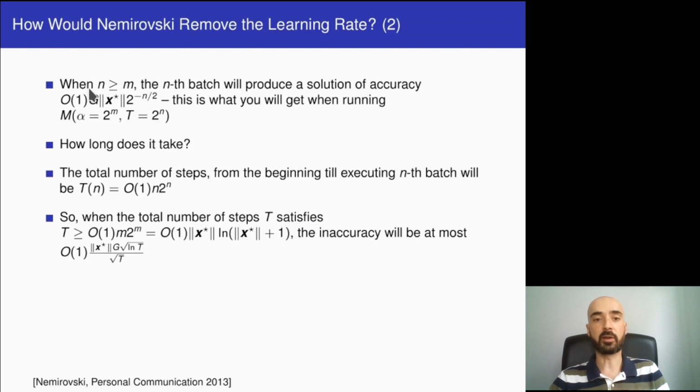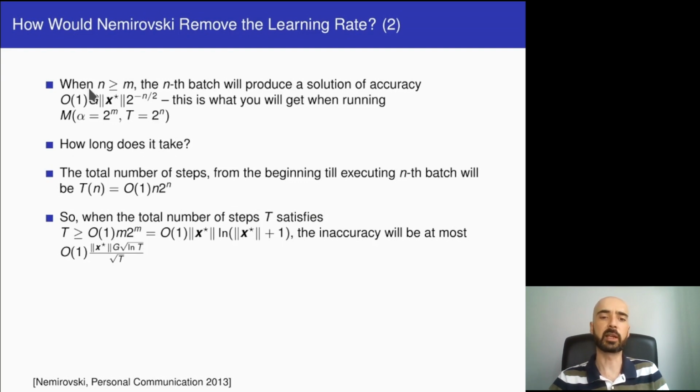Now, this is the right thing to run, but this is not the only procedure that you were running. You were running a bunch of all other stuff before running this one. So how long does it take to complete this entire thing? So the total number of steps from the beginning till executing the batch number n will be of the order of n 2 to the n.